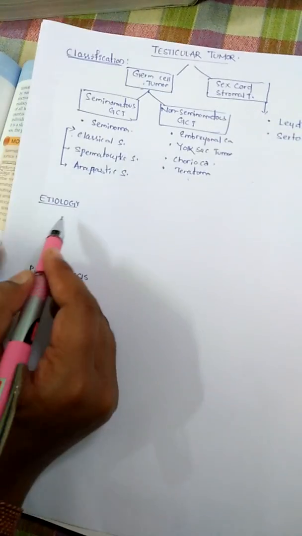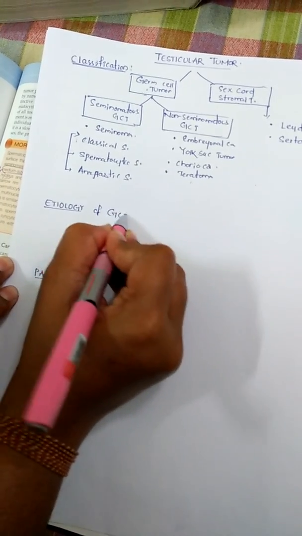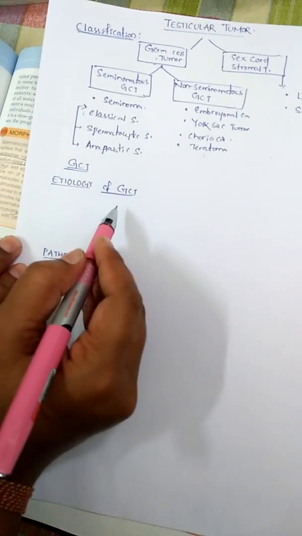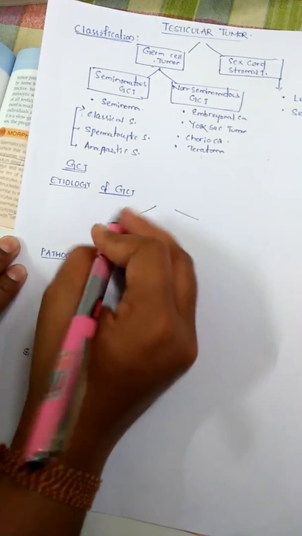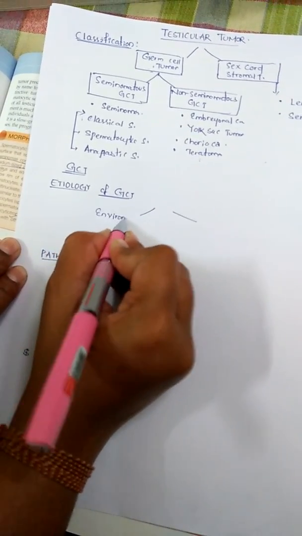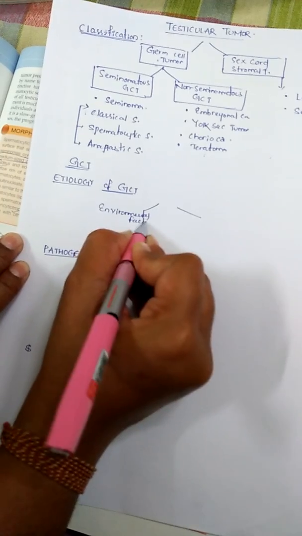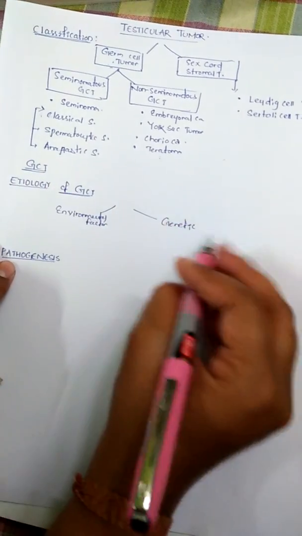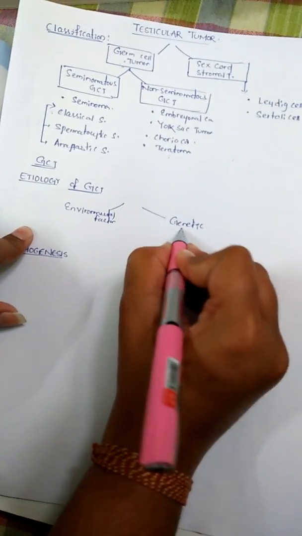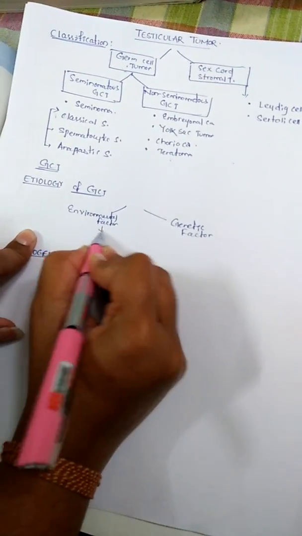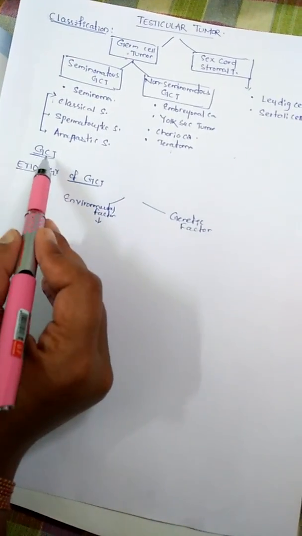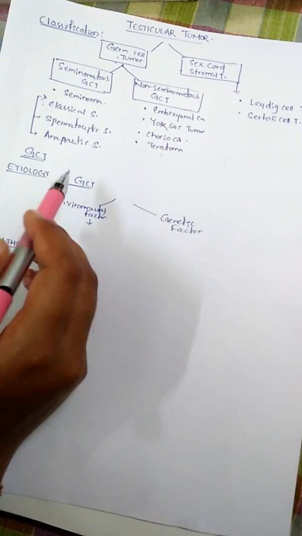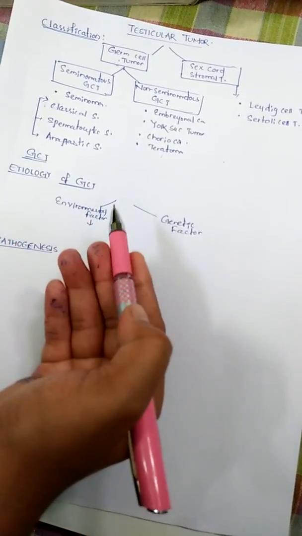Next comes the etiology of germ cell tumor. Now I will be discussing the germ cell tumor proper. The etiology of the germ cell tumor consists of two factors. First is the environmental factor, and the second one is the genetic factor. These two factors determine the causes of the germ cell tumor. In the environmental factor, the germ cell tumor always occurs along with other testicular disorders. It never occurs alone.